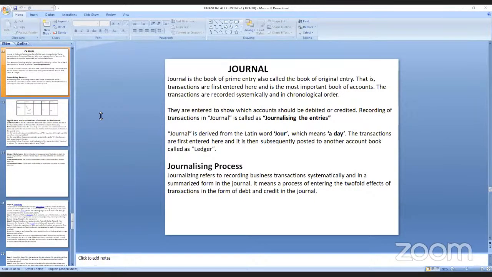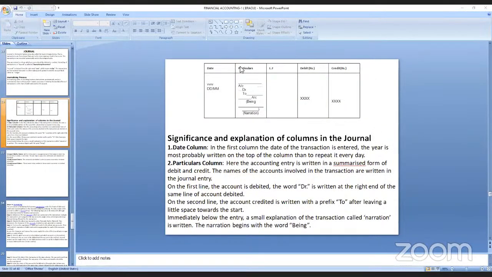Generalizing refers to recording the business transactions, whatever the business transaction, systematically and in summarized form in the journal. It means the process of entering in two folds. Two folds means a T form, that is, debit and credit in the journals. See here, this is the type of format we make in the journals.